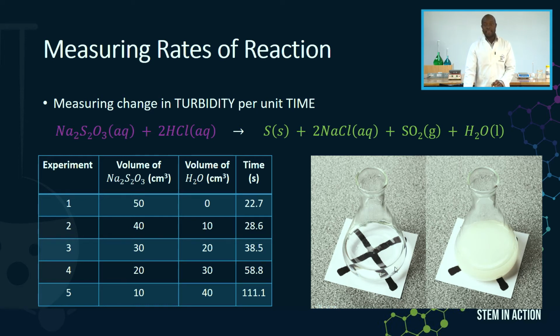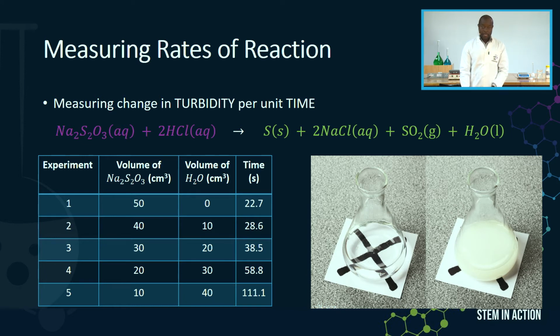So we can use the rate at which our solution turns turbid or cloudy to decide the rate of the reaction. To do that, we will simply have a paper and we draw an X, and then we put our reaction mix on top of the paper or our X. When we start, our X will be visible, like we can see here. But at the end of the reaction, our X will have disappeared, or become obscured or covered by the cloudy solution.